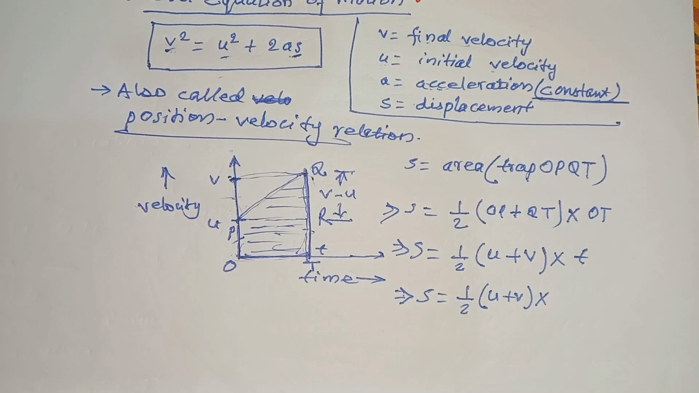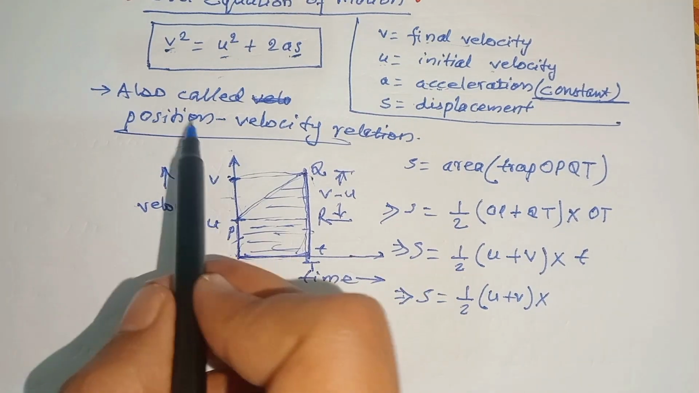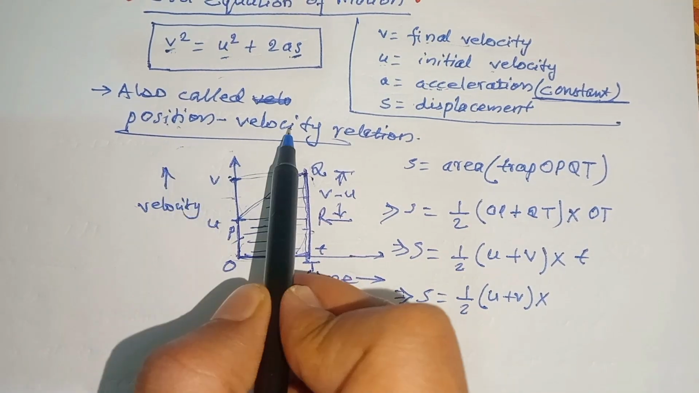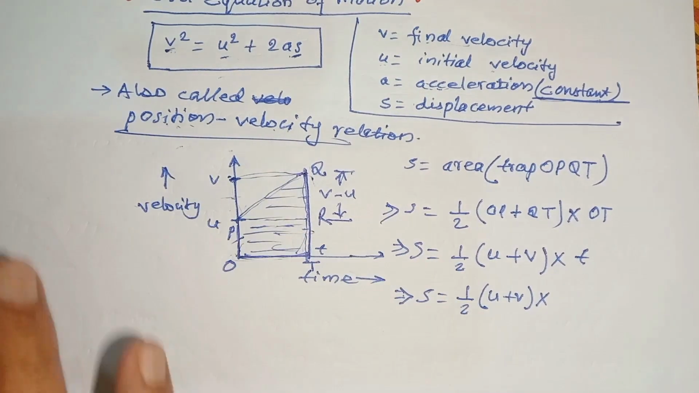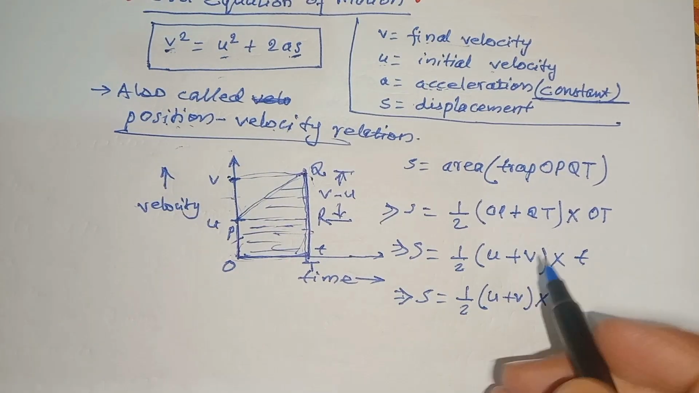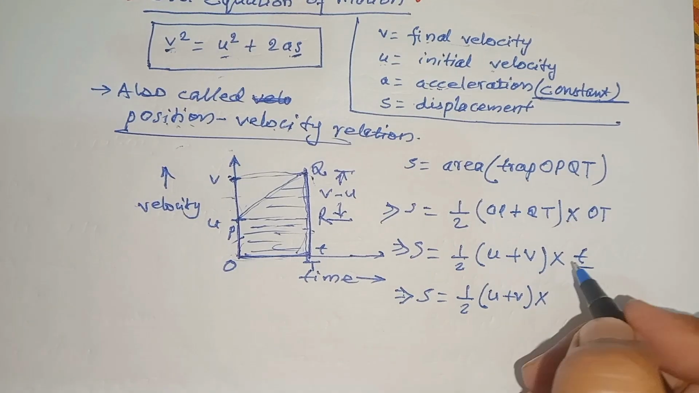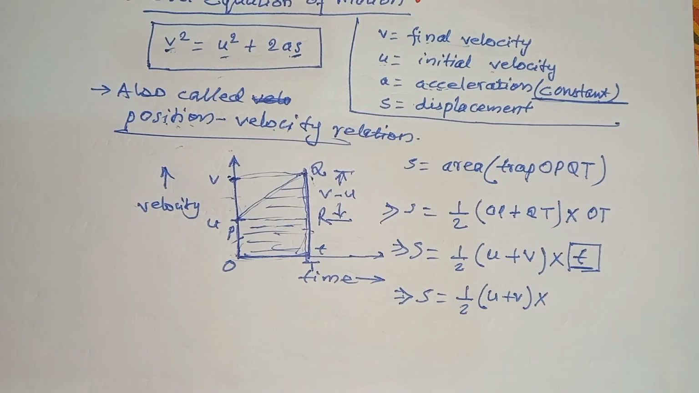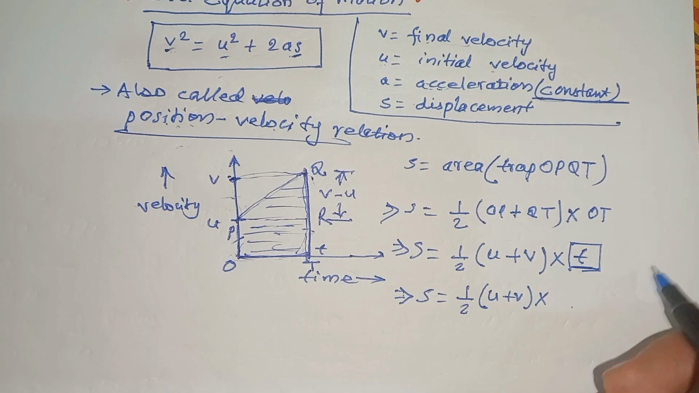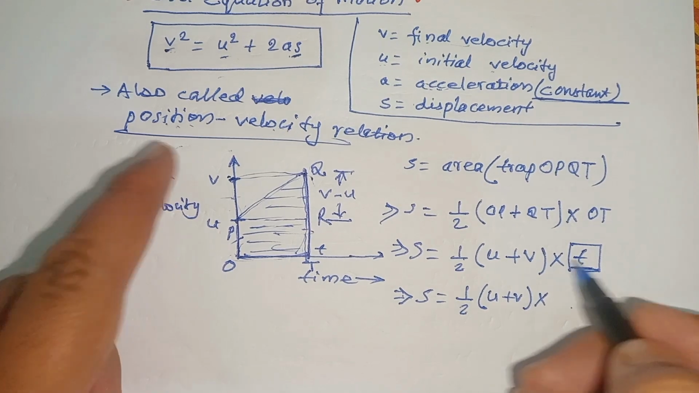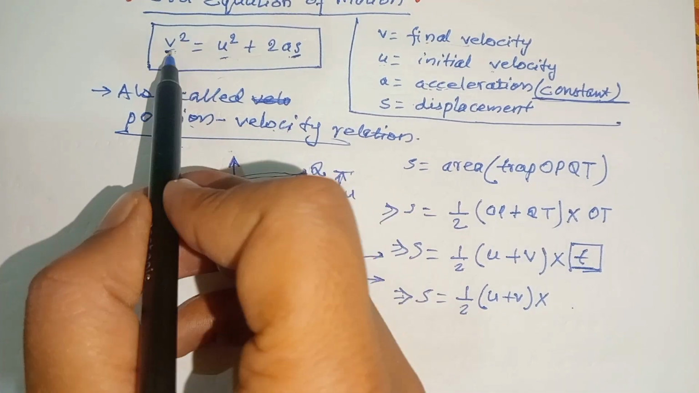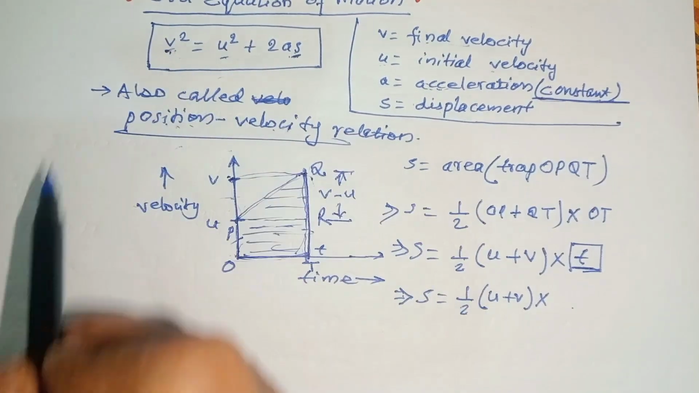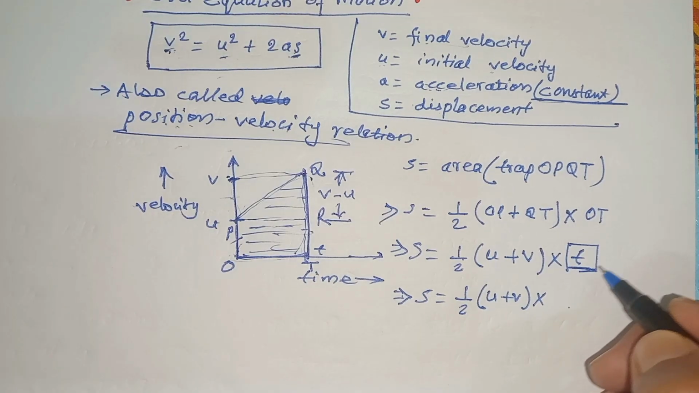In fact, we see this is a position velocity relationship, which means there is no time here. We have to eliminate this term T. We will put some value in the place of T so that T is omitted, because the relation is already mentioned as the position velocity relation, and in this equation there is no term of T.